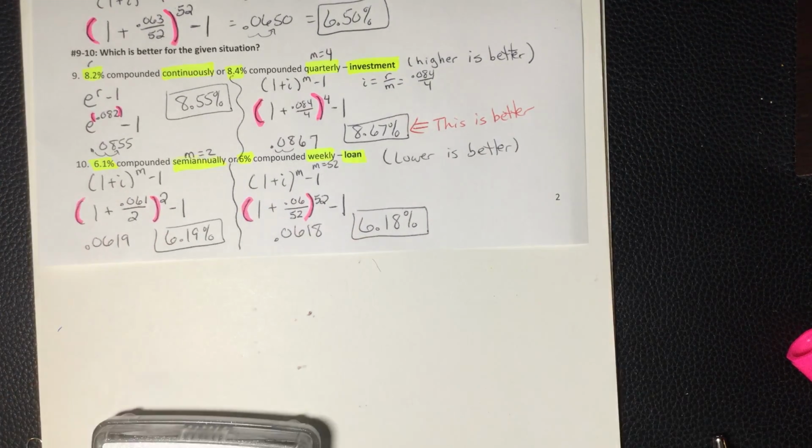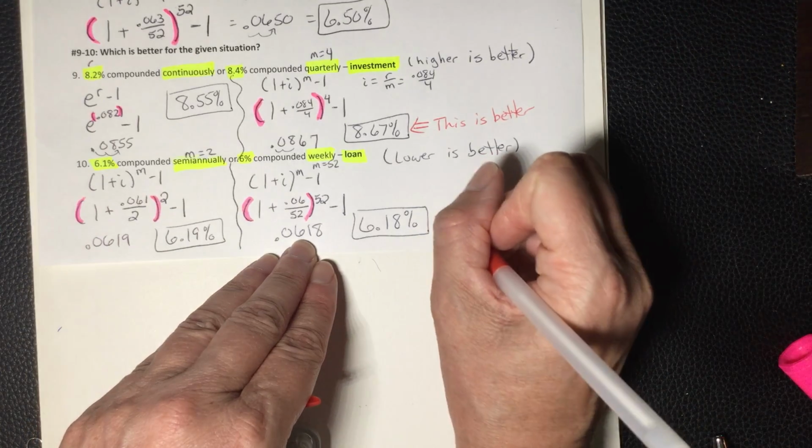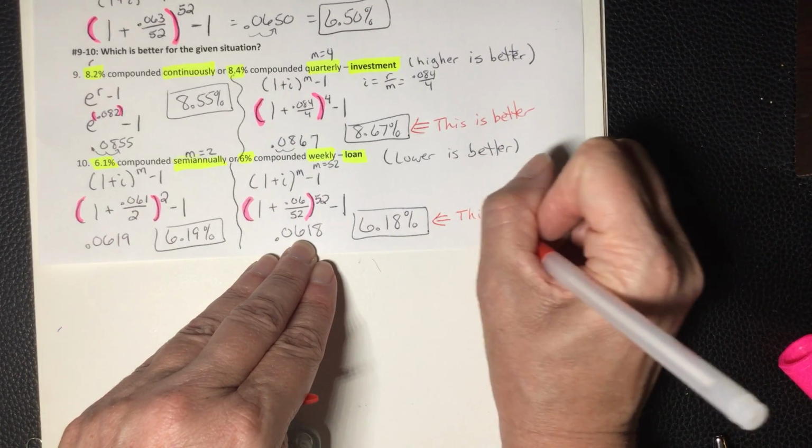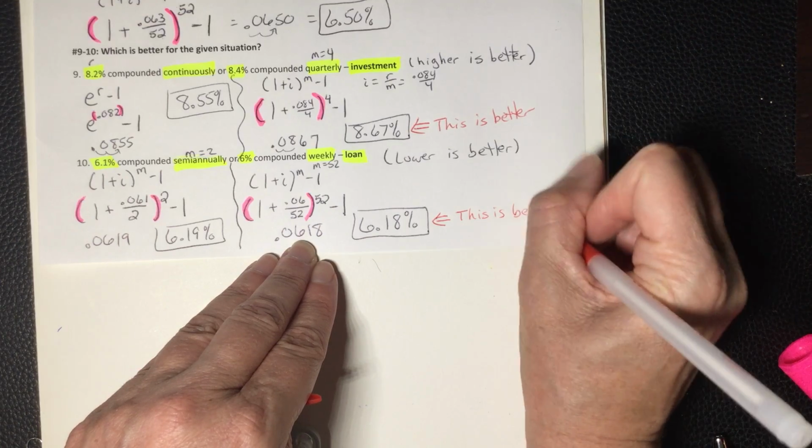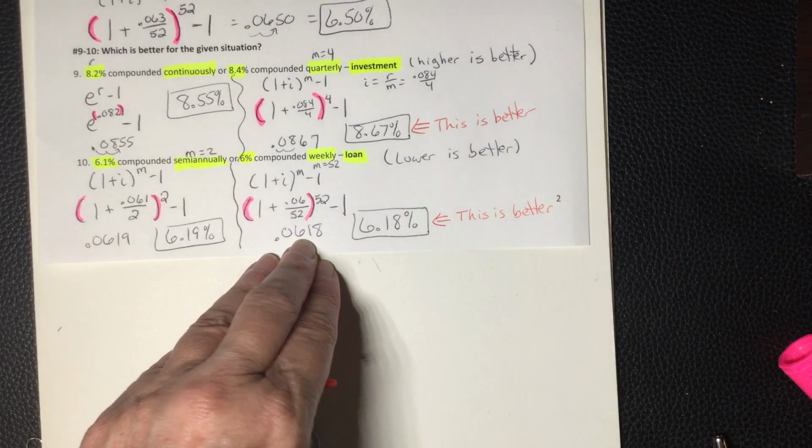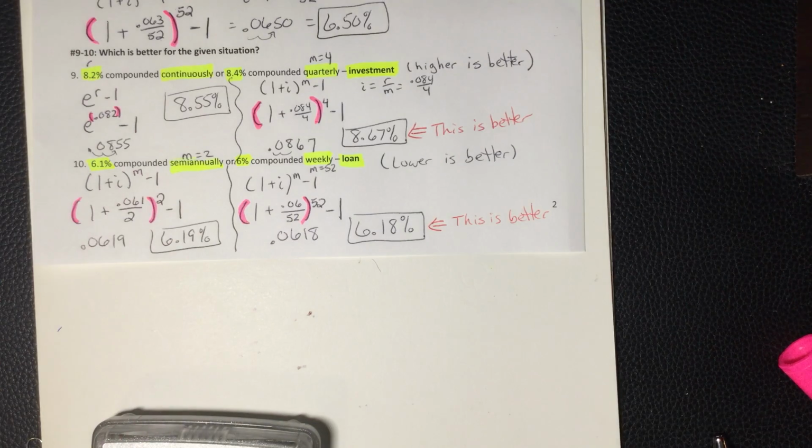Now there's not much difference between them, but this is a little bit lower. This would save you a little bit of money. So this is the better option for a loan. So lower APY for a loan, higher APY for an investment.